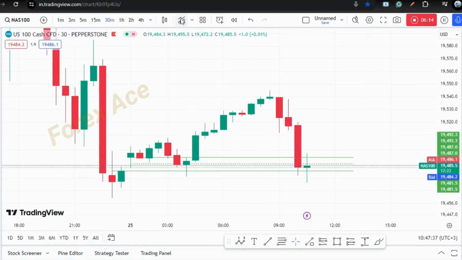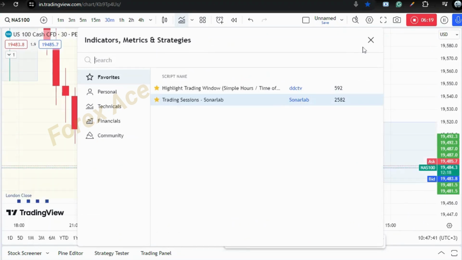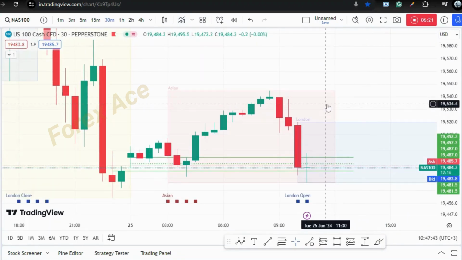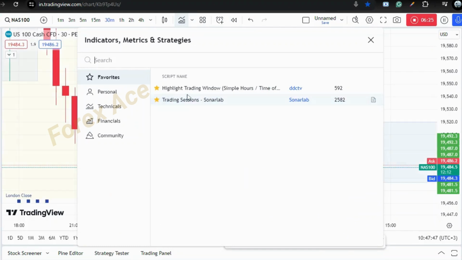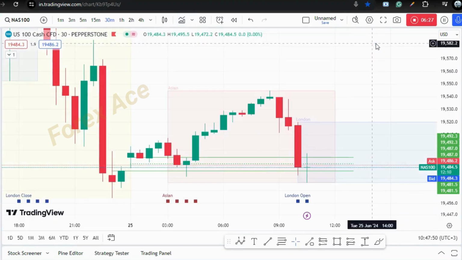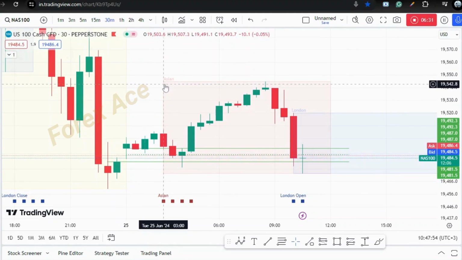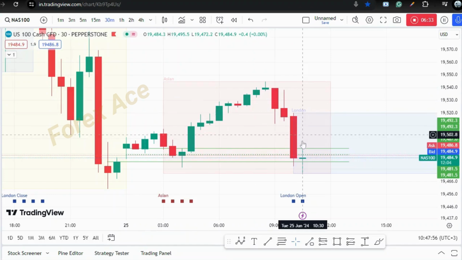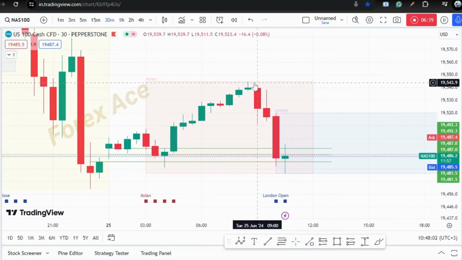First of all, you can add an indicator, Session Lab. You can see this is the Asian session. So London opened, we pushed down to this zone. Right now, I'm looking to go long, and I'm looking to go long to this zone.